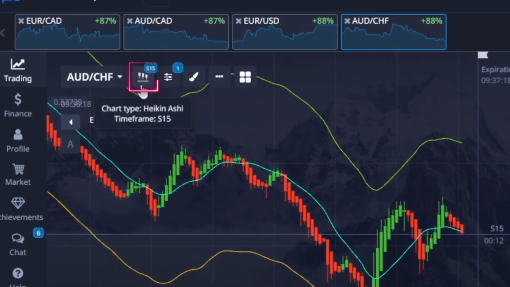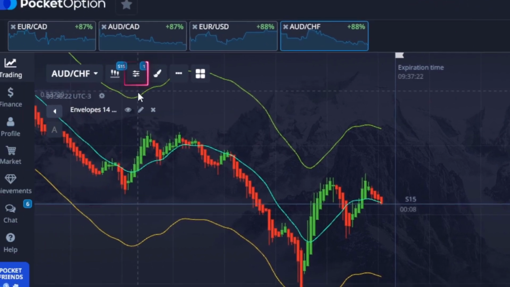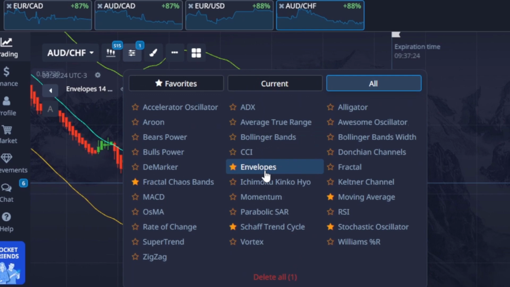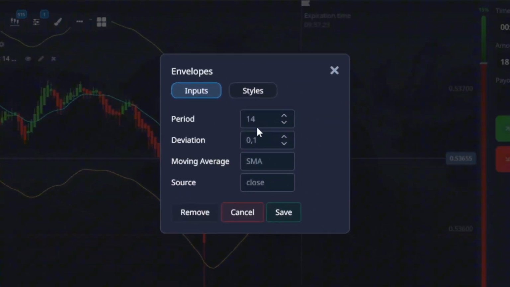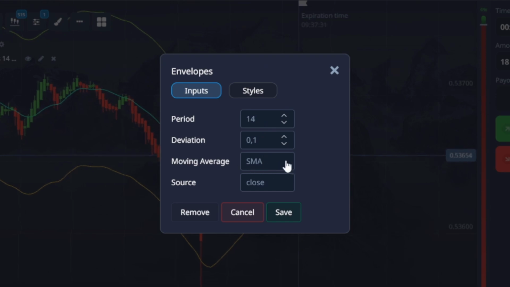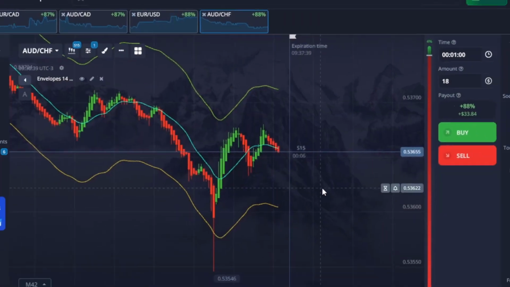First of all, we're going to use Heikin-Ashi candles, 15 seconds on time frame, 1 minute on the expiration time. That is a fast strategy. We're going to use envelopes. All right. Remember the settings: 14, 0.1, simple moving average and close. And the style is up to you guys. Choose the best color for you. That's what's going to work for you.